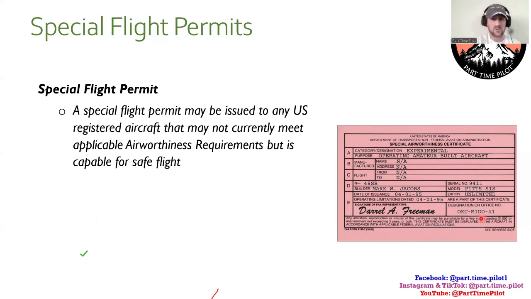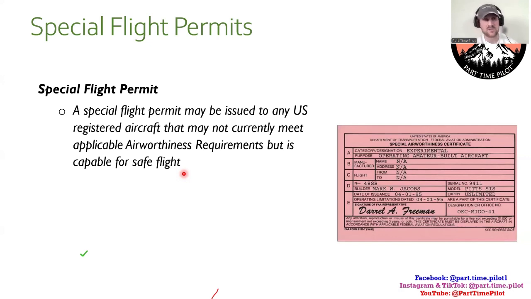So you might be thinking, well, if it's capable of safe flight, then why can't we just fly it like normal? Why do we have a special flight permit if we're saying it's safe? Well, there might be a piece of required equipment missing, like, for example, the airspeed indicator. I keep using that example, but it's a good example. The aircraft can still fly safely without an airspeed indicator, right? Your aircraft could have an angle of attack indicator, a stall horn, all these other things.